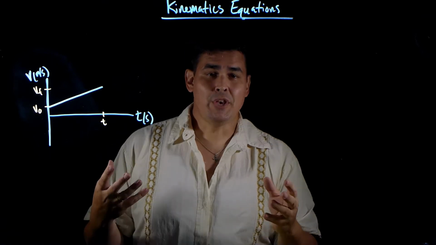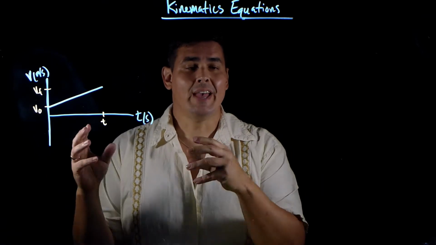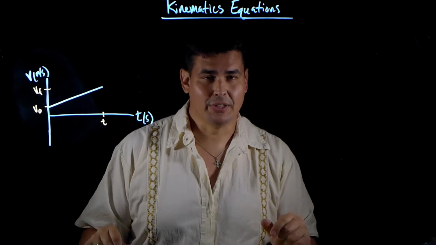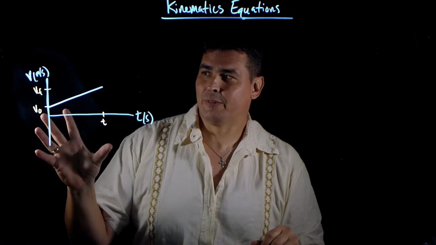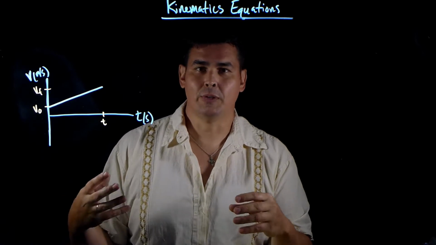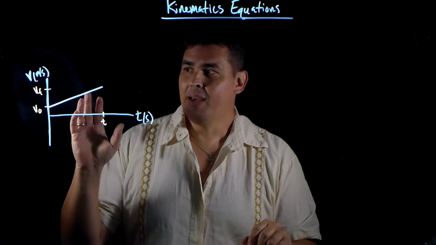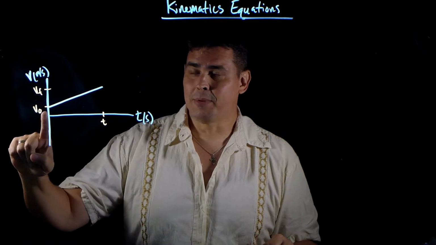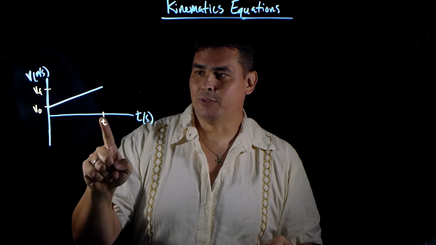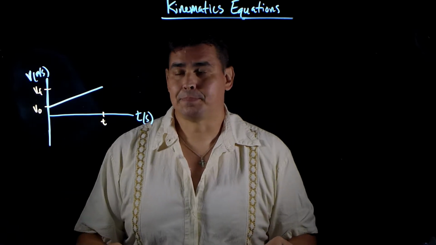All right, so let's take what we know about motion graphs and use it to derive the kinematics equations that we're going to use for the rest of this unit. So here's a velocity versus time graph, because remember, velocity versus time graphs are the most useful motion graphs we can make. And I've got an object that started at some initial velocity here, and it's sped up over some time interval to some final velocity.